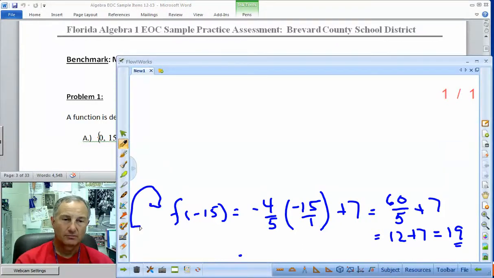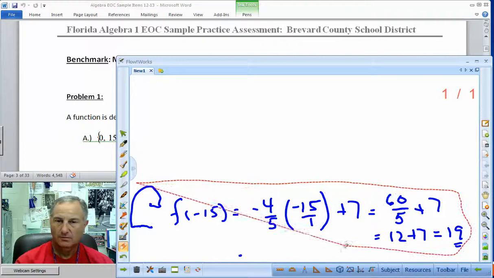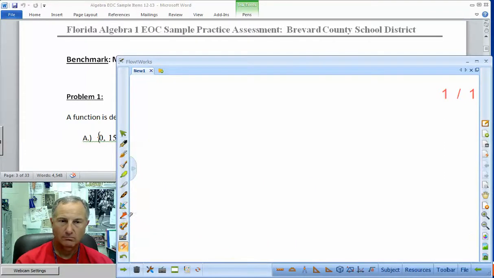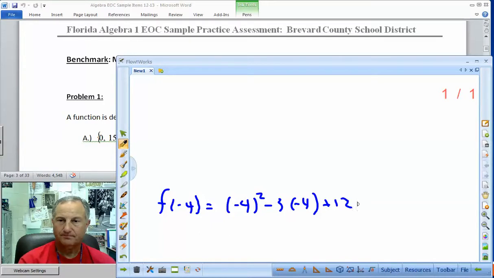So I come back over here. Let's get rid of all of this. Come back here. So we start off here. We're going to go f of negative 4. I'm just going to plug in the negative 4 for the x just like I did before. So it's negative 4 squared minus 3 times negative 4 plus the 12. So negative 4 squared we know is 16. Negative 3 times the negative 4 or minus the negative 12, that's going to be plus 12. Plus the 12 again, that's 24 plus 16 is 40.